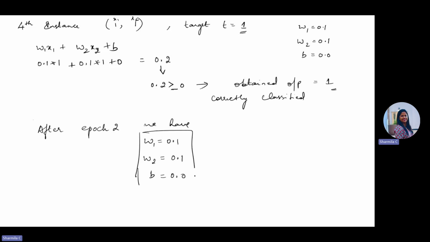Fine. Now again, we need to go back and check whether it is the same for all four instances, without any updation in the weights. So we'll start with epoch 3. What are the new updated weights from the previous epoch? W1 equals 0.1, W2 is 0.1, and the bias is 0. Now again, we'll start with the first instance.